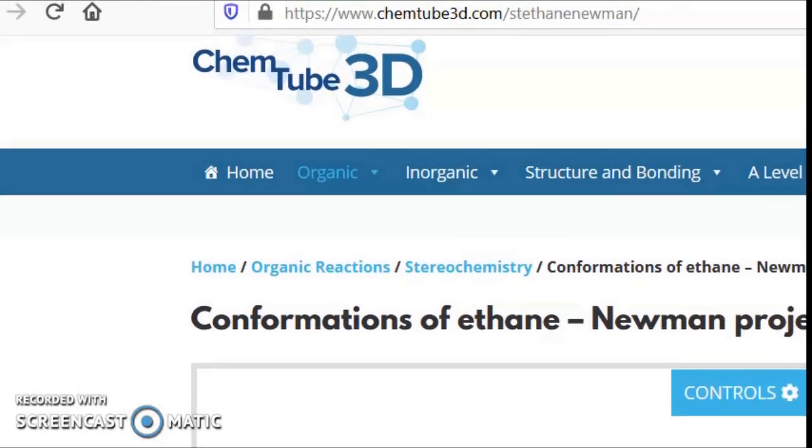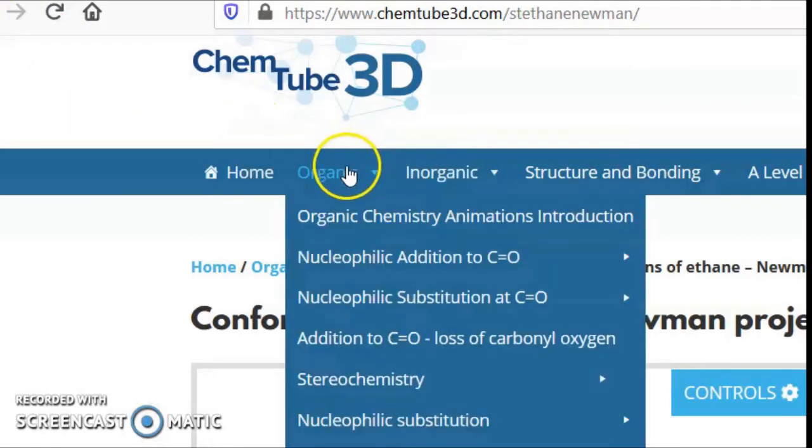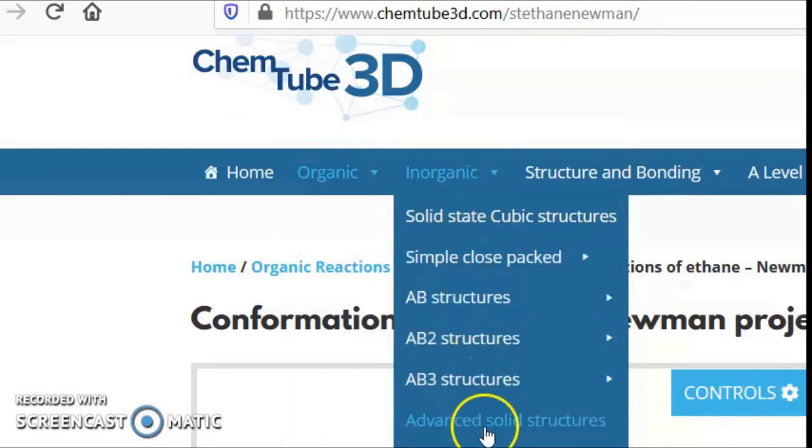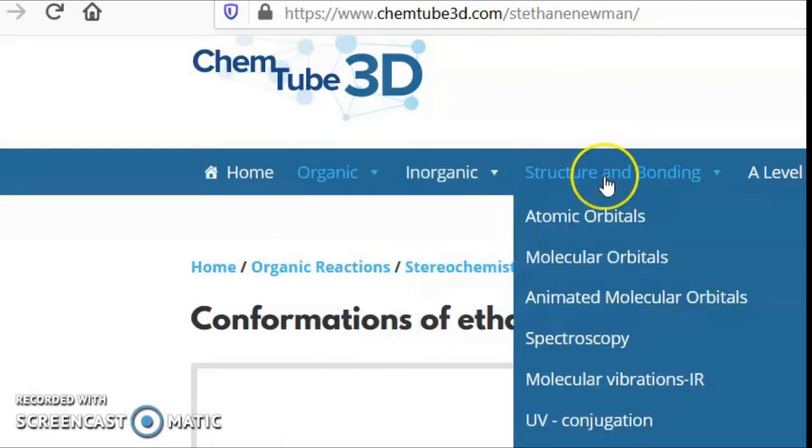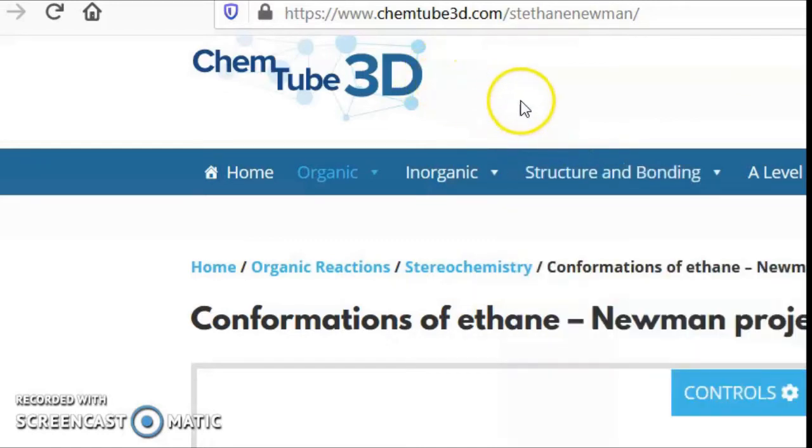So this is the website, www.chemtube3d.com. Okay, you can explore this website. You get a lot of information regarding organic compounds. See here, you have got reactions, etc. In inorganic, you have the various structures, group elements, symmetry elements, etc. are shown beautifully in this website. So you can explore this website, okay? Now, let's come back to our ethane molecule.